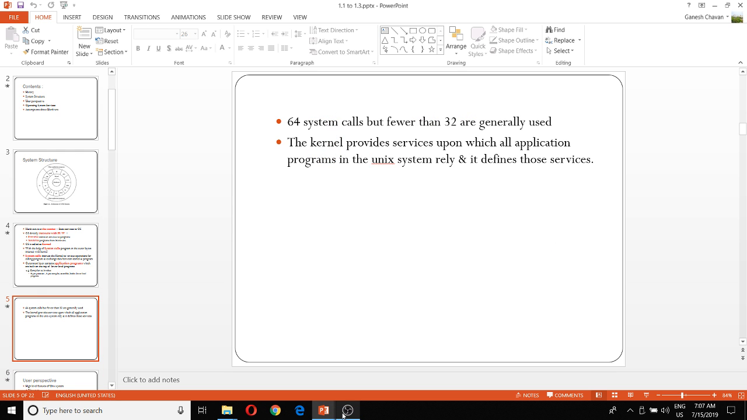There are basically 64 system calls, but fewer than 32 are generally used. The kernel provides services upon which all the application programs in the Unix system rely, and it defines those services.